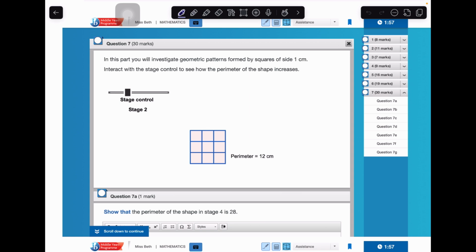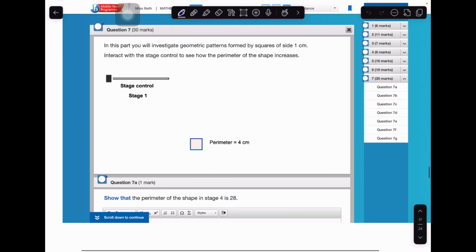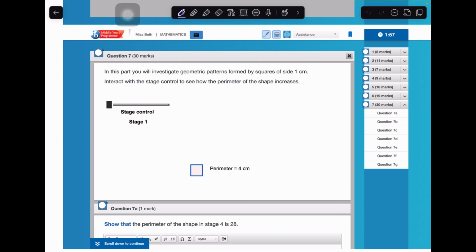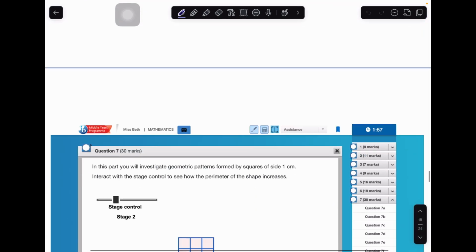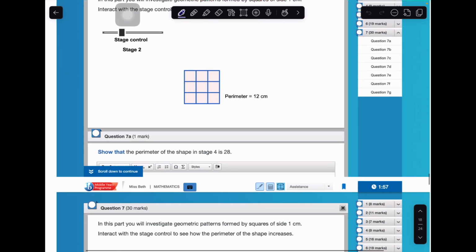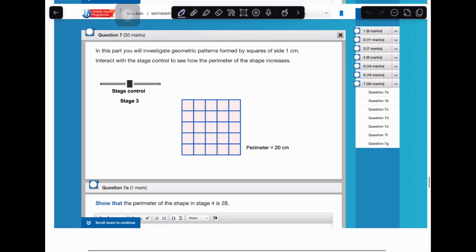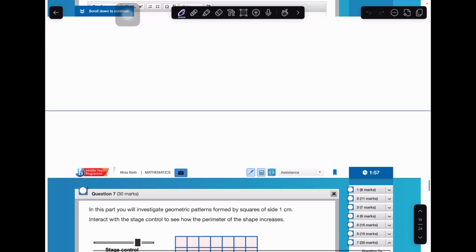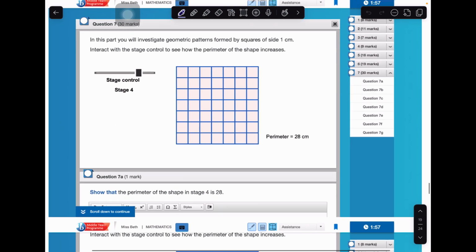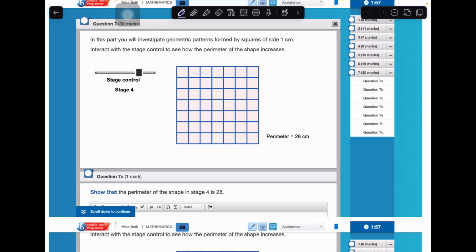So in this part, you will investigate geometric patterns formed by squares of side 1 centimeter. Interact with the stage control to see how the perimeter of the shape increases. Okay, so we have stage 1 here, which is 1 square, perimeter is 4 centimeters. Stage 2 has a perimeter of 12 centimeters. Stage 3 has a perimeter of 20 centimeters. And then we have stage 4, which is a perimeter of 28 centimeters.